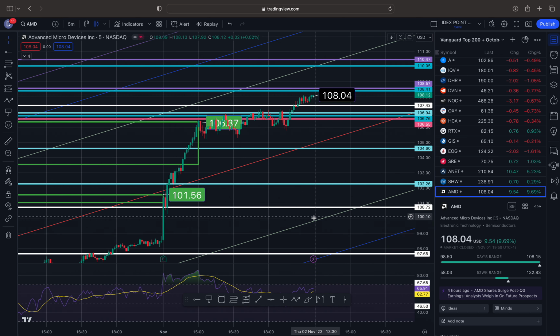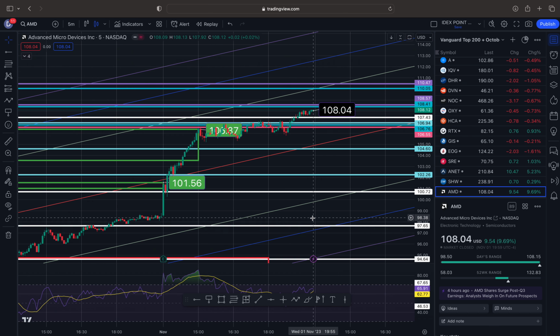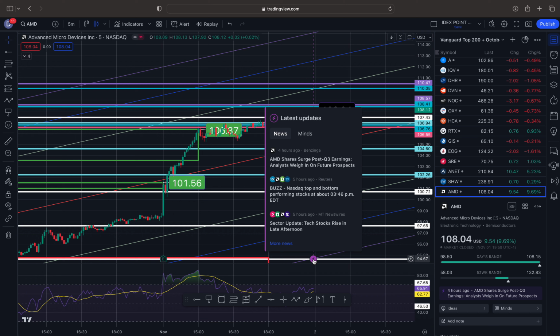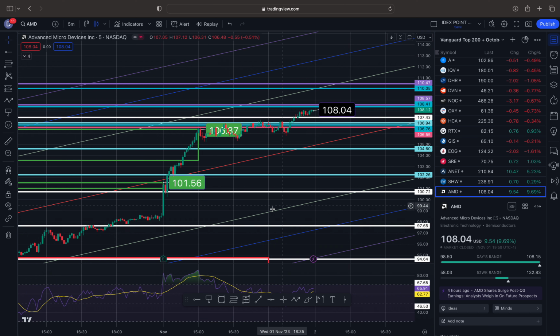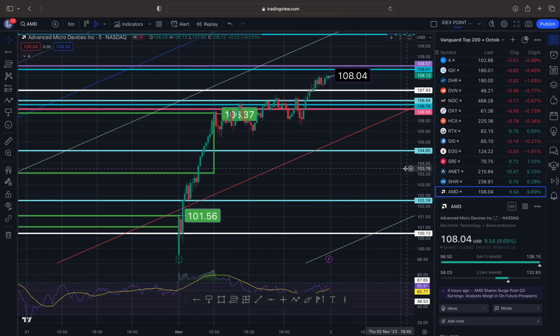104.90, 99.75, 97.28, and roughly 94.67. If you click that, that gives you the news on the market. All right. This gap has already closed out at 101.56 and this one at 106.37.